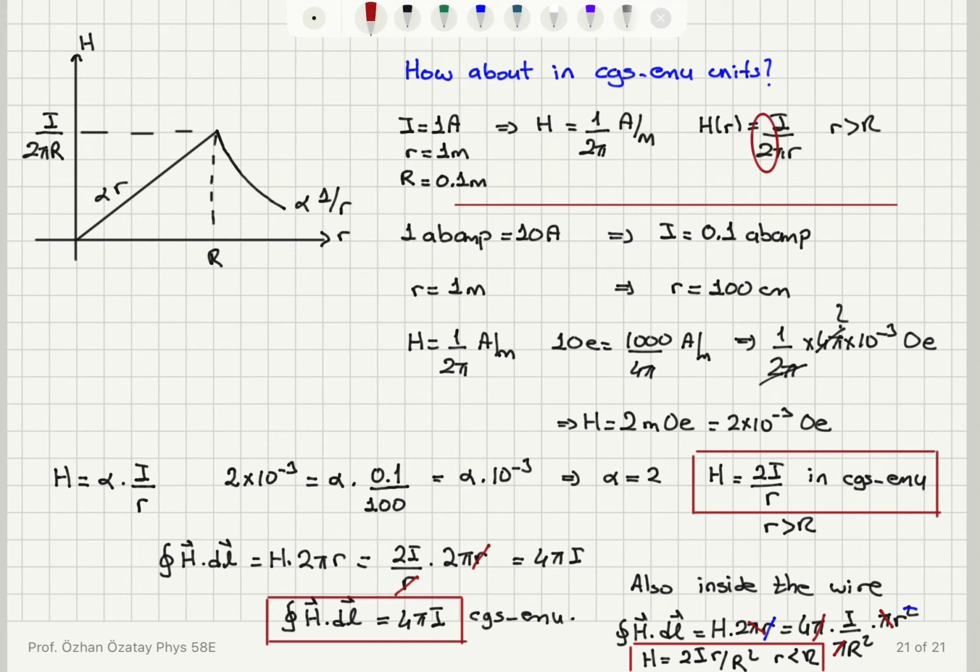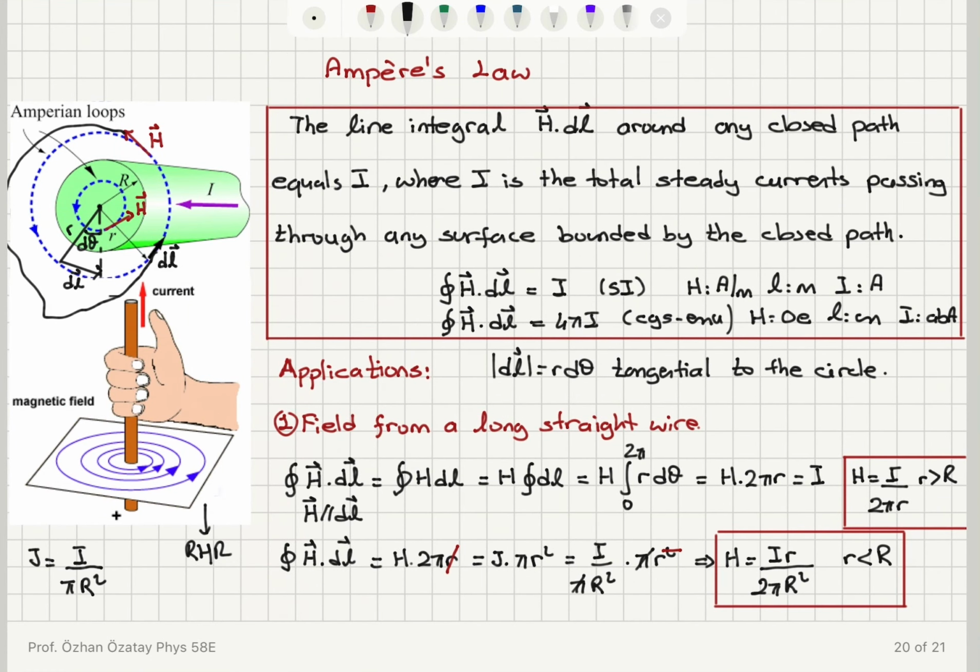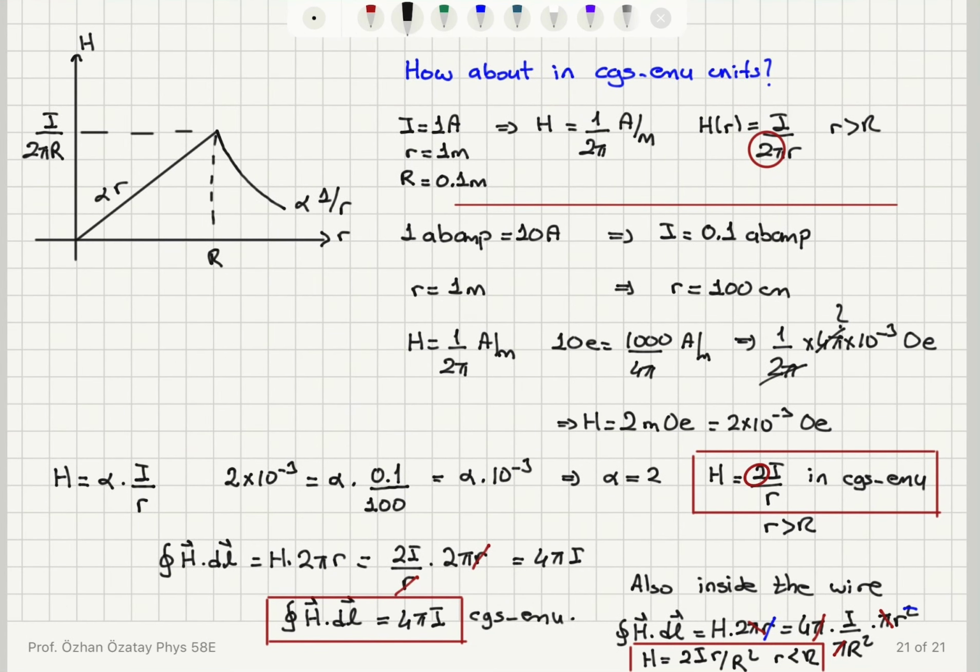And also inside the wire, since I have found that this 1 over 2 pi factor should be replaced with 2 when converting to CGS units. So if you go back to your answer here, instead of 1 over 2 pi, if you put 2, you will get 2Ir over capital R squared, which is what I have verified explicitly using Ampere's law written in CGS EMU units.